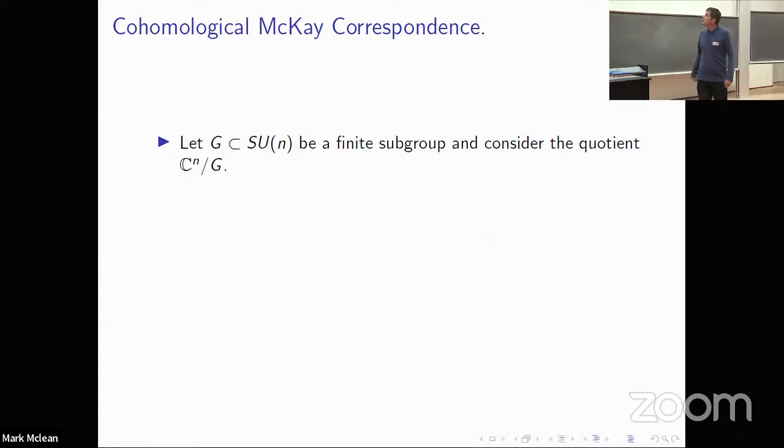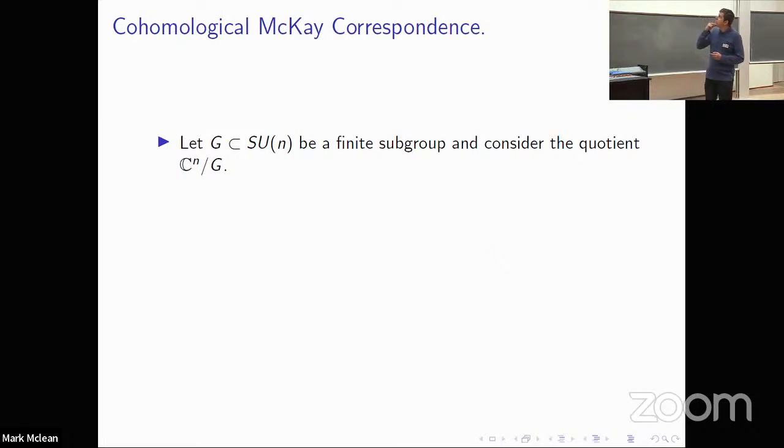Okay, so what I want to do is use Floer theory to understand some topics in birational geometry. And in particular, the first thing I want to explain is the cohomological McKay correspondence. So let me explain what that is.